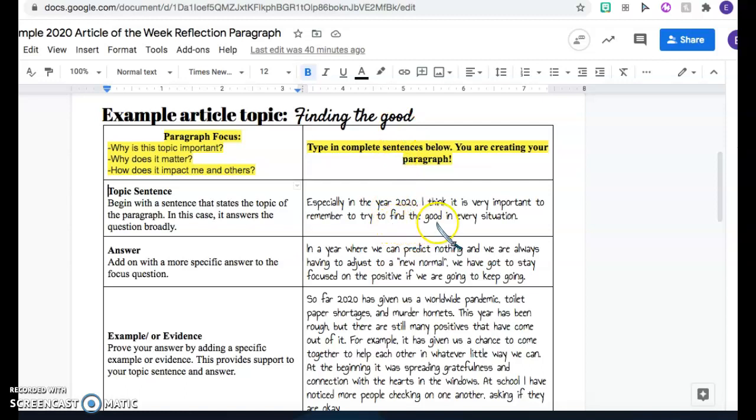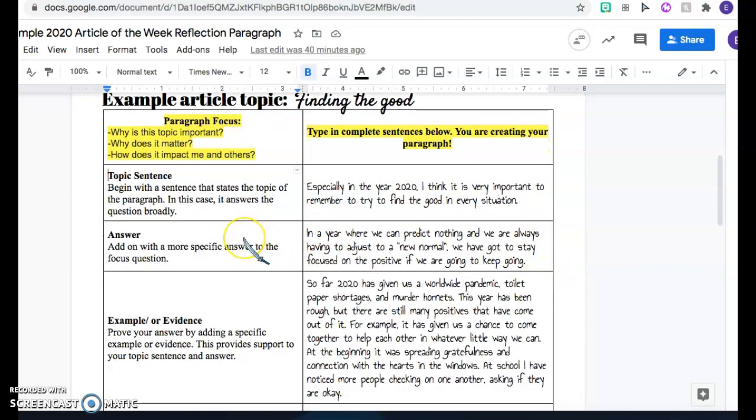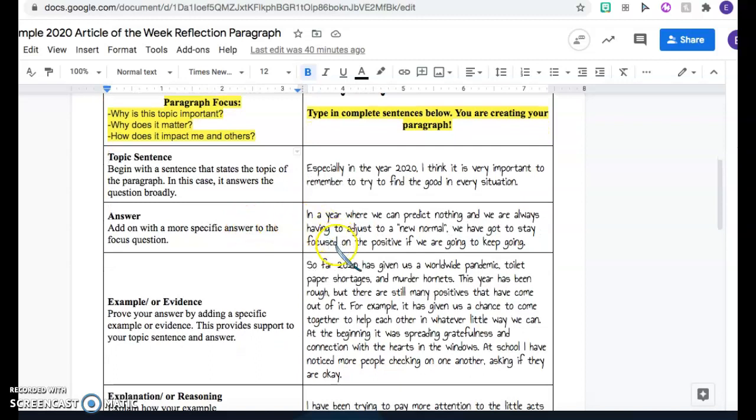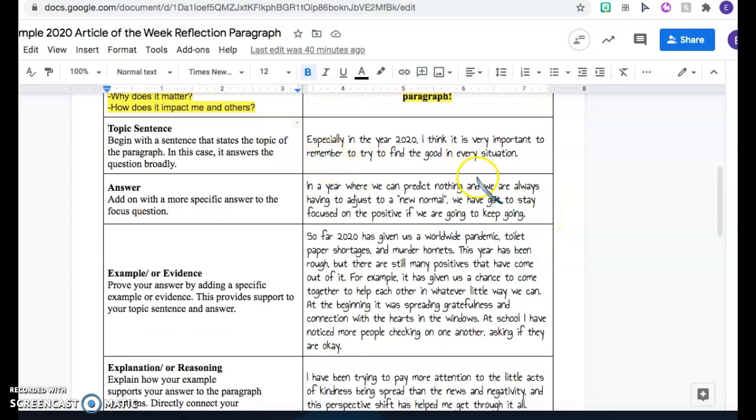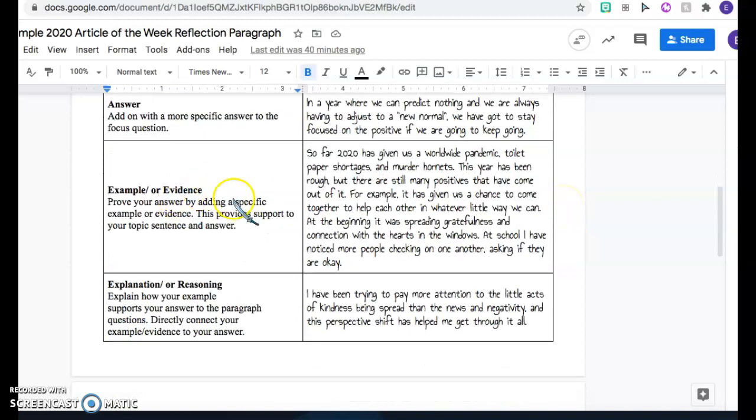So my purpose is to discuss, in this case, finding the good, and now in this paragraph, it is to discuss why it is important. From there, your paragraph answers will get more and more specific. So you start off with a broad statement. It is important in many ways. Then you start to answer how. How is it important? This student has talked about the fact that 2020 is a year where we can predict nothing, which makes being able to find the positives even more important. You continue from there. The next thing you would provide is an example or evidence that supports that answer.